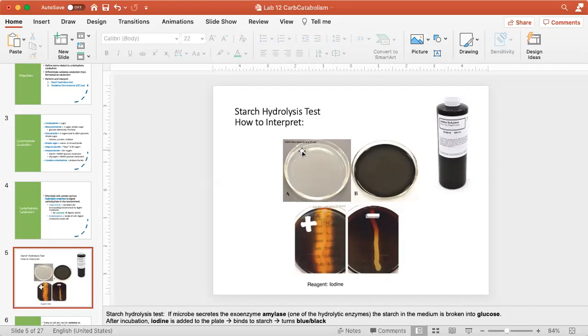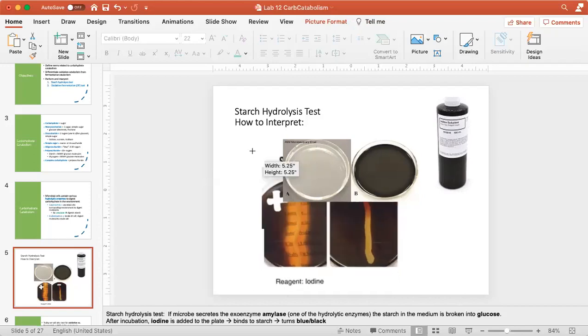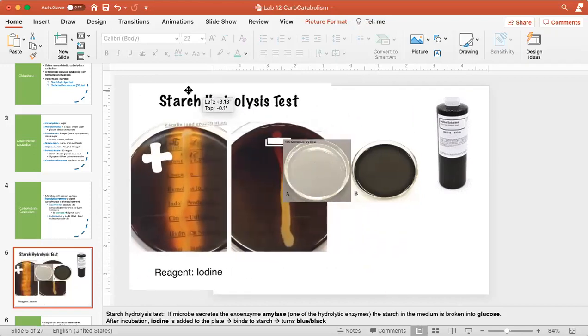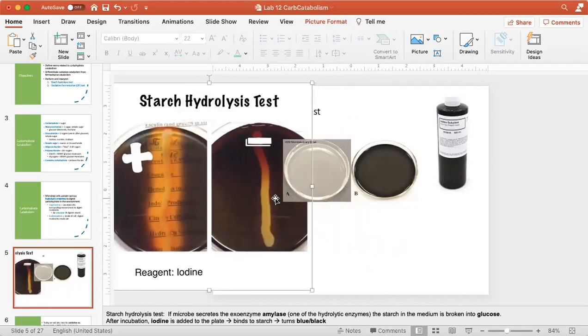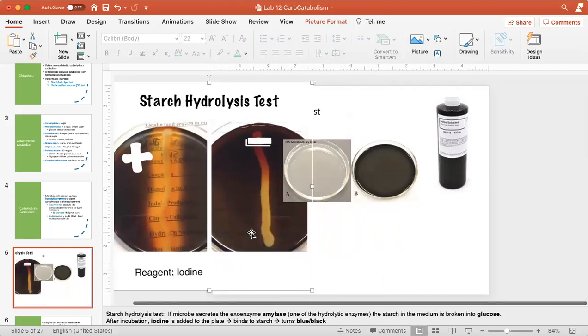And remember, we're spreading the cells on the plate when it looks like this. And then we're going to incubate those cells and let them grow. So you can see a line of growth over here, and you can see a line of growth over here, right in the middle of the image. Now, look at the difference in the two plates. Obviously, iodine has been added. Everywhere that there is starch, the agar turns black.